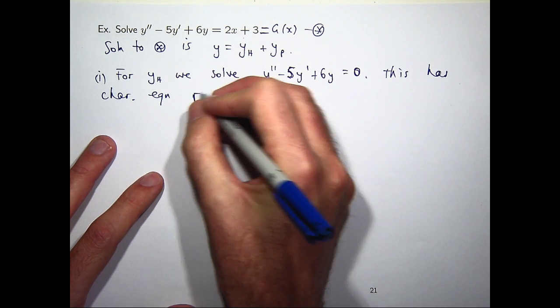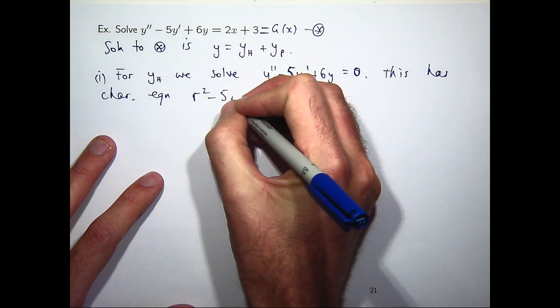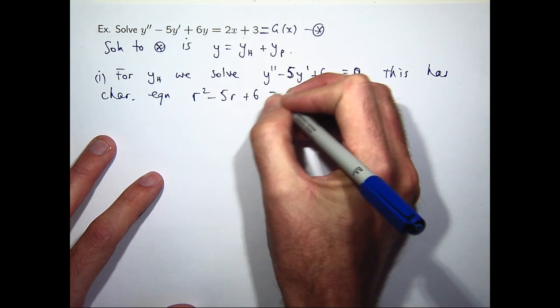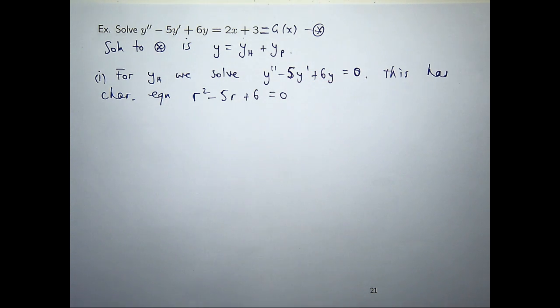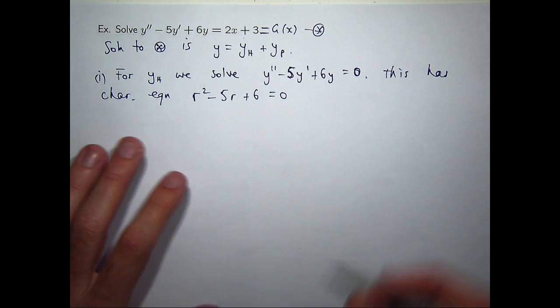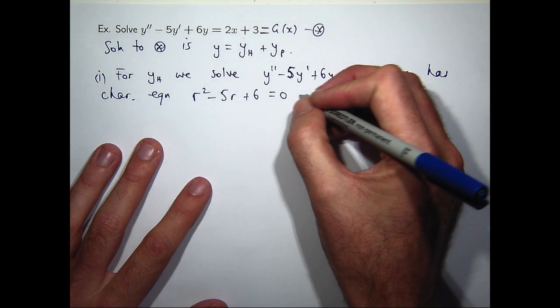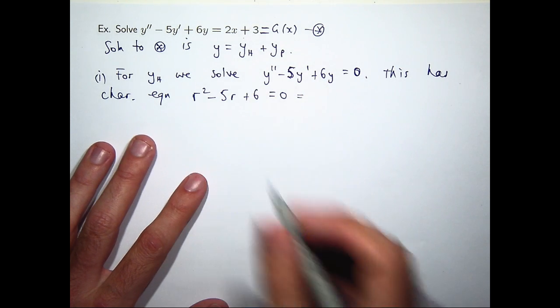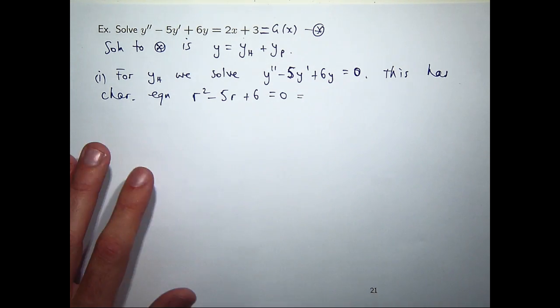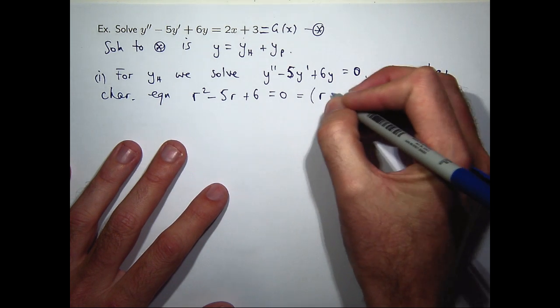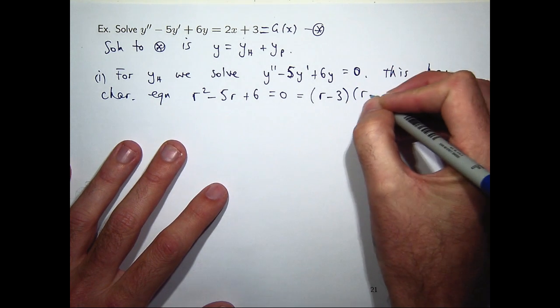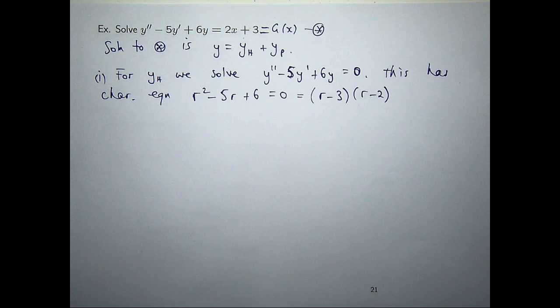What is it going to be? It's going to be r squared minus 5r plus 6 equals 0. So what I can do is factorise that in this case, and then look at the roots. So let's factorise this left-hand side. My numbers are going to be minus 3 and minus 2 in my factorisation. So the roots are going to be positive 3 and positive 2.